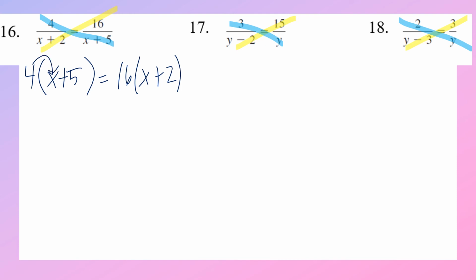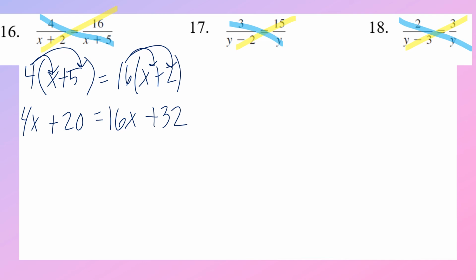So with parentheses, that means we have to distribute. You guys got to remember that. 4 times x is 4x, 4 times 5 is 20, 16 times x is 16x, and then 16 times 2 is 32. Then we'd want to solve.